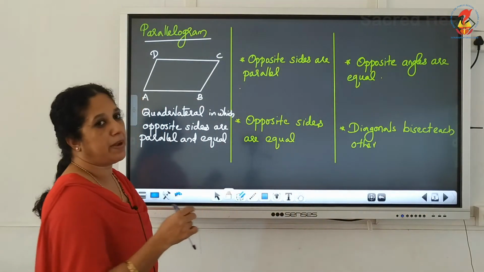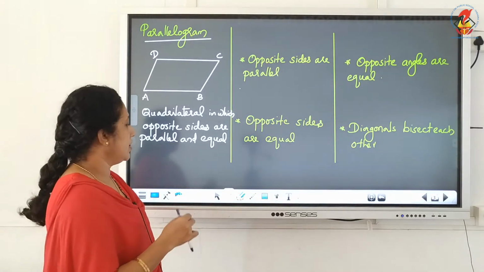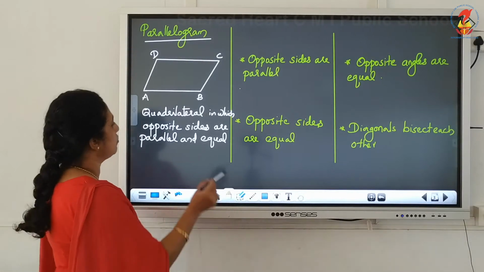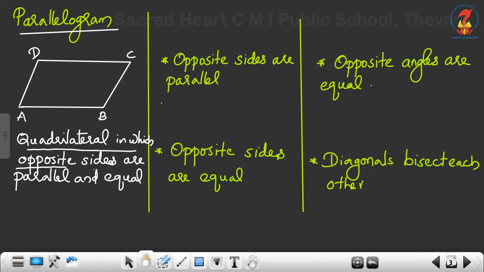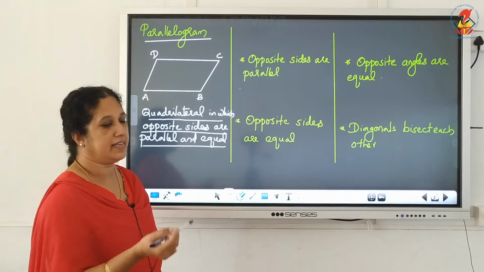Now, first one, parallelogram. Now, we want to learn about the parallelogram. What is meant by a parallelogram? It is a quadrilateral in which opposite sides are parallel and equal. Opposite sides are parallel and equal.